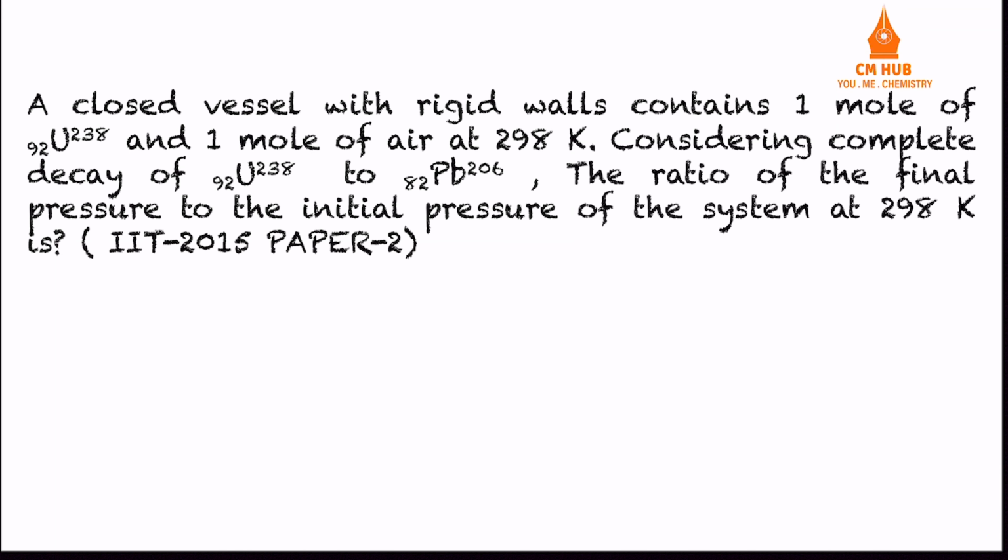The question is given as: a closed vessel with rigid walls contains 1 mole of uranium 92-238 and 1 mole of air at 298 Kelvin. Considering complete decay of uranium 92-238 to lead 82-206, the ratio of the final pressure to the initial pressure of the system at 298 Kelvin is. So he is asking us the ratio of final pressure to initial pressure.